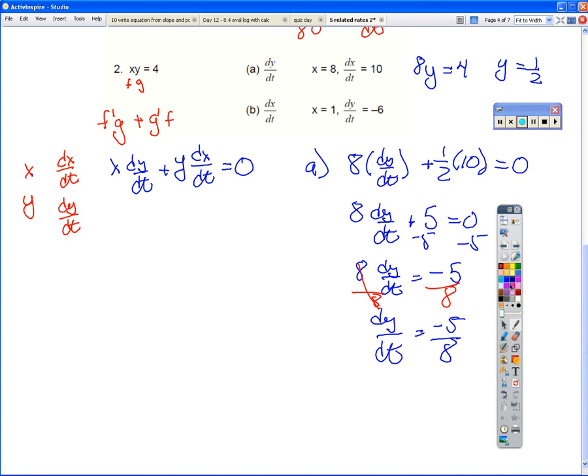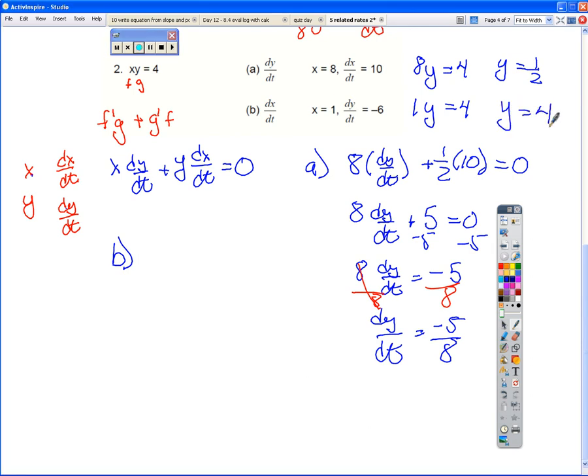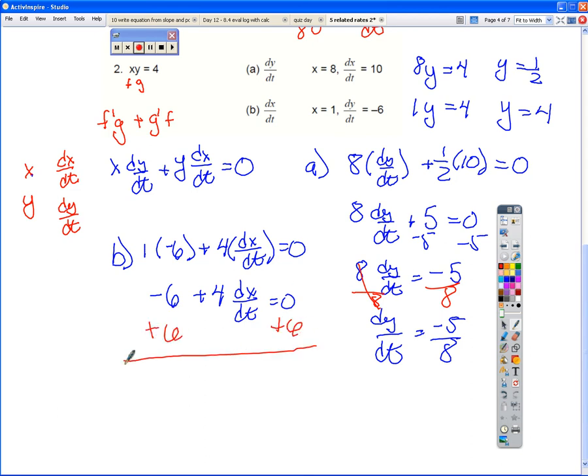So now doing the same idea for part B. So let's find y for B. X times y is 4. So in this case, y is 4. So now we've got negative 6 plus 4 dx/dt equals 0. I'm going to add 6. And then divide by 4. So dx/dt, well, this can reduce to 3/2.